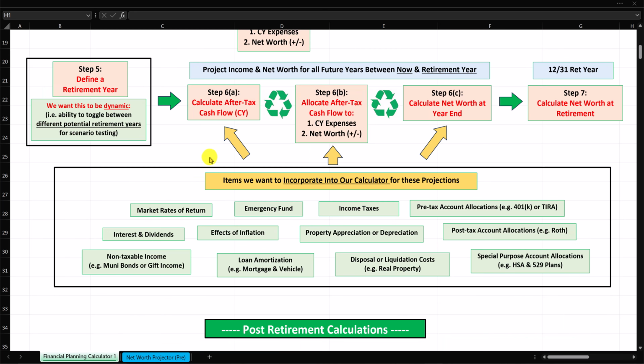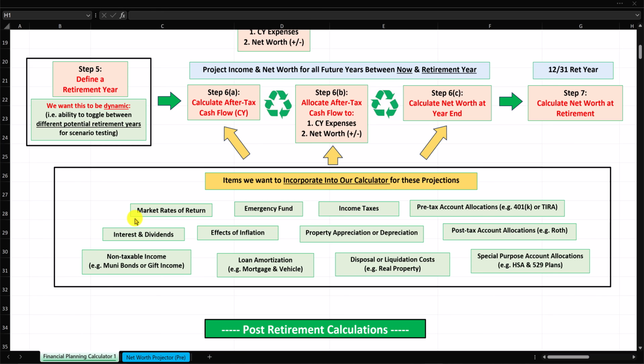Now, as we are thinking about these after-tax cash flow calculation and allocation decisions to our net worth, let's go over some items that we want to incorporate into our calculator for purposes of these projections.